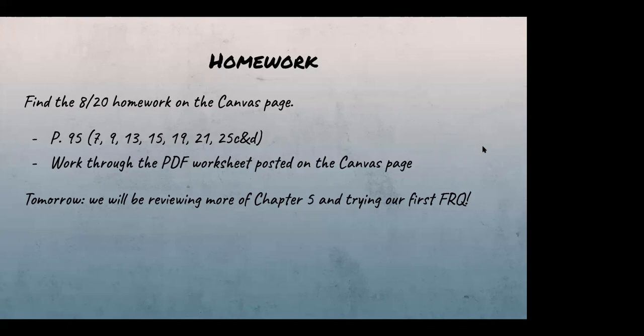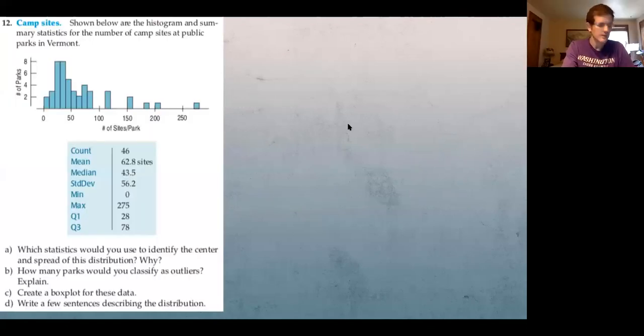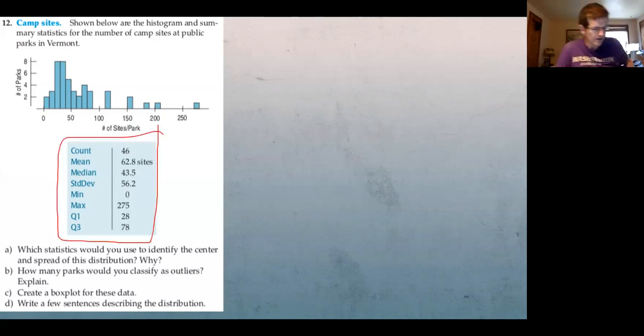Okay, let's get started on looking at the homework. I had to get my stylus. All right, so when we're looking at question number 12, we've got a histogram and it gives us some data to work with. So that's really nice. And now we don't need to worry about number crunching, at least not too much. Which statistic would you use to identify the center and spread of this distribution, and why?